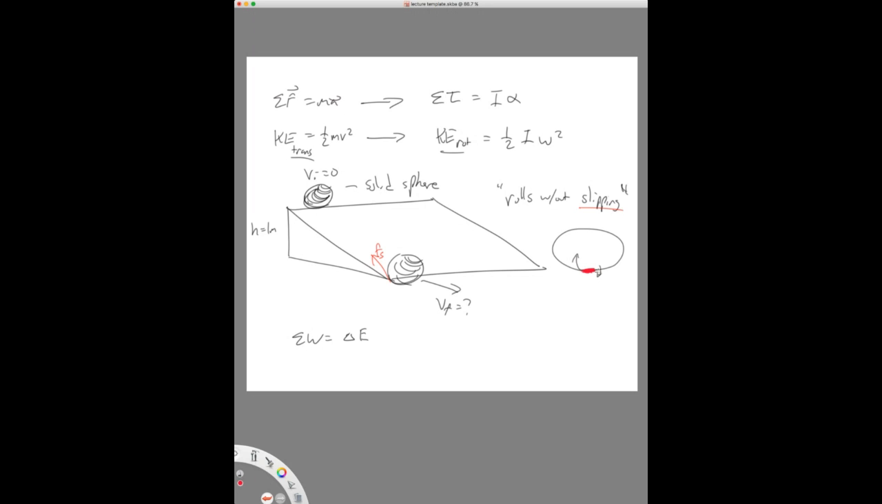So the importance of that is to say that even though there's friction, there's no work done as long as we roll without slipping. Additionally, if we roll without slipping, then we could say that delta x, the distance it travels, would be r times delta theta, or v is r times omega, and so forth, where r would be the radius of the object. A equals r alpha.